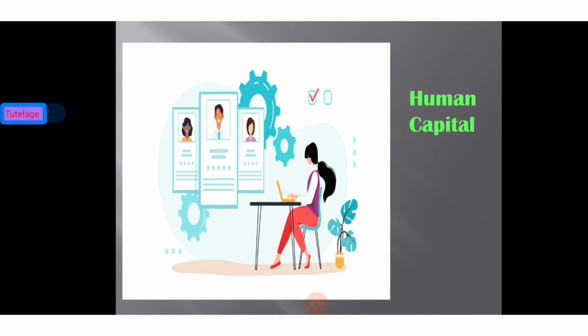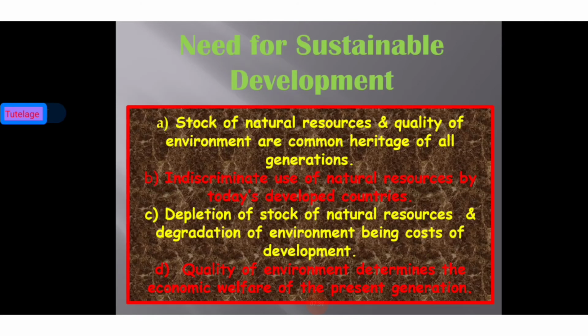So I think it is clear what we mean by sustainable development. And there are three types of capital. First one natural, second one physical, and third one human capital. Are all concepts clear to everyone? So now move on to the next concept, and here we can see one of the most important topics for this session, that is the need for sustainable development. So let's start the explanation.